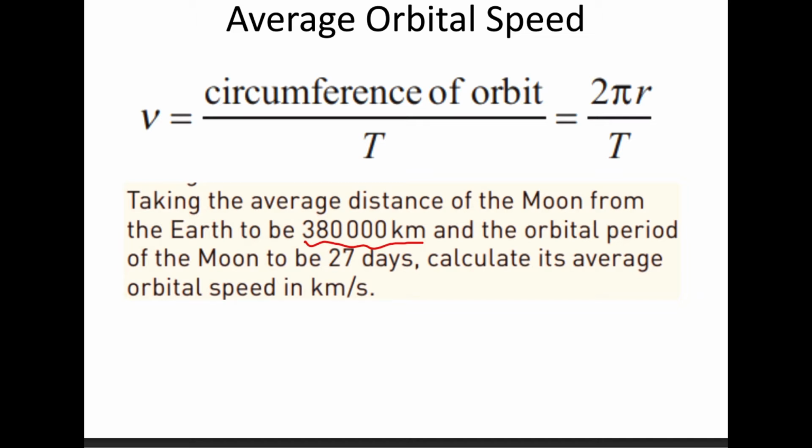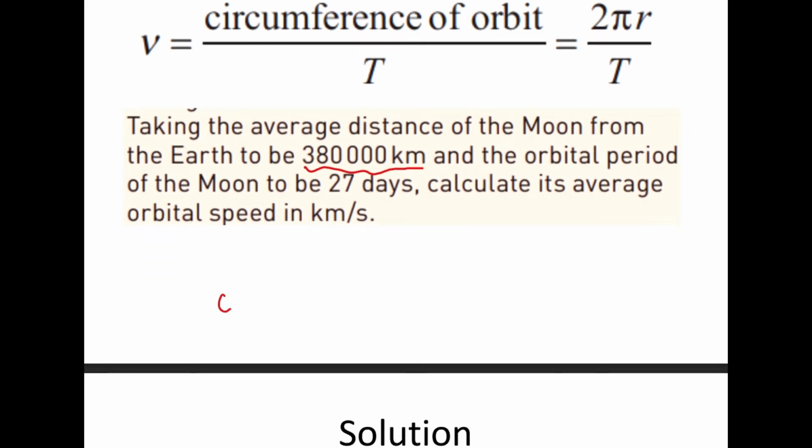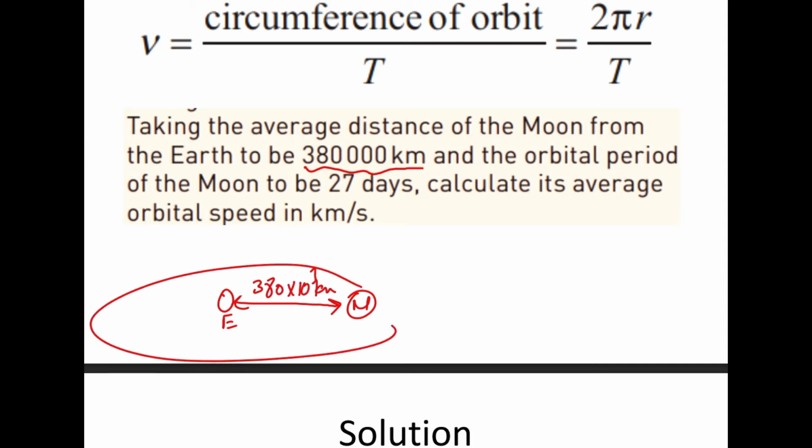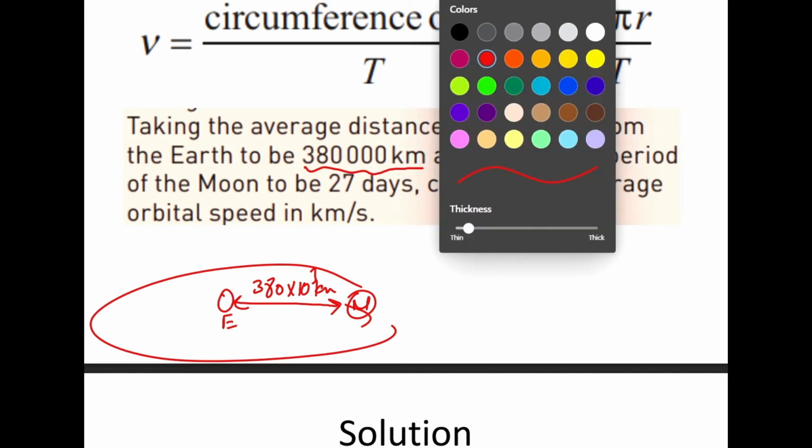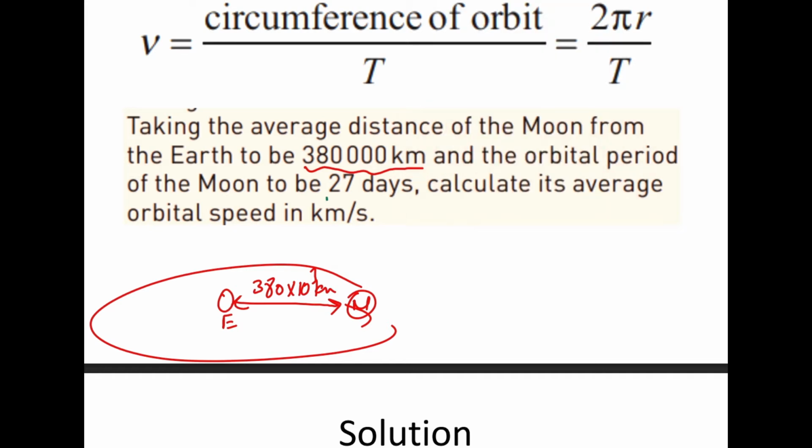The average distance of the moon from the earth is this one. So if this is the earth and this is the moon, for example, then the distance between them is 380 into 10 raised to power 3 kilometers. So this is the orbit that it is actually trying to make. What he's asking you is that the time period is given to you as 27 days. It's going to take from this point, go towards that side, come back to this side, and take 27 days to do all of that.